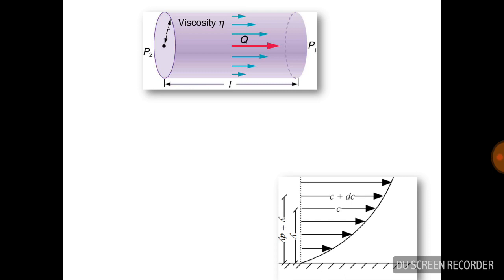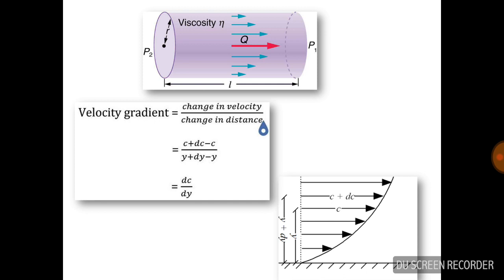c plus dc. Now a quantity called velocity gradient gives the measure of change of velocity with respect to distance, the rate of change of velocity with respect to distance. So velocity gradient is equal to change in velocity by change in distance, and this is given by dc/dy.